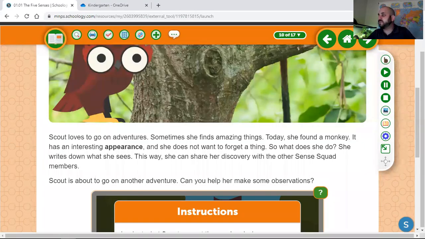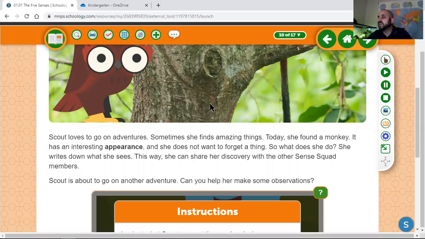Scout loves to go on adventures. Sometimes she finds amazing things. Today, she found a monkey. It has an interesting appearance. Ooh, that word is bold. That means it's an important word we're going to need to remember. Appearance.